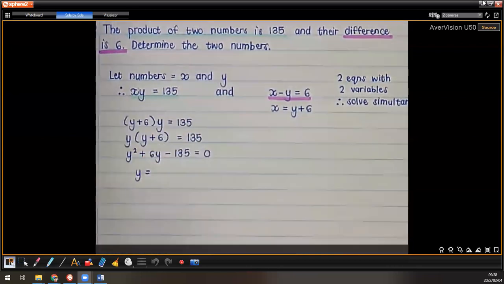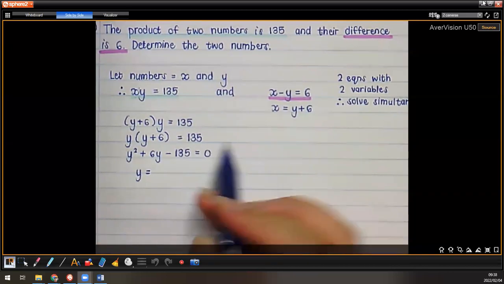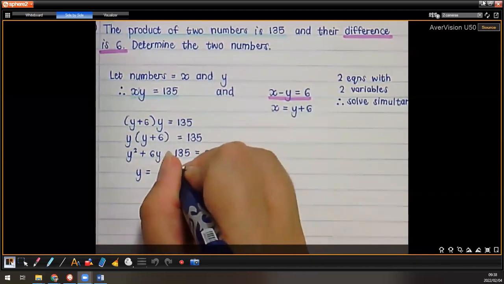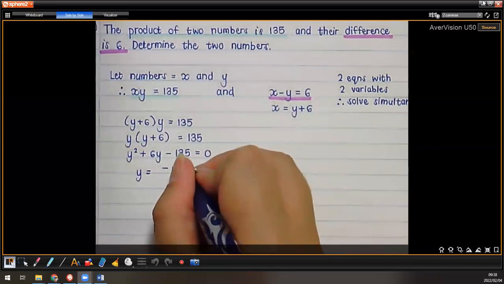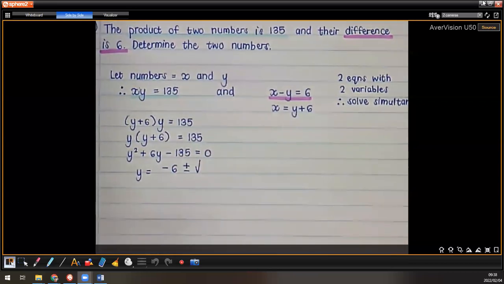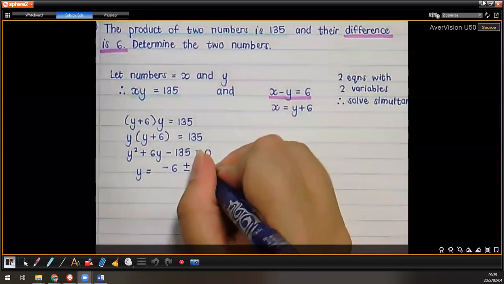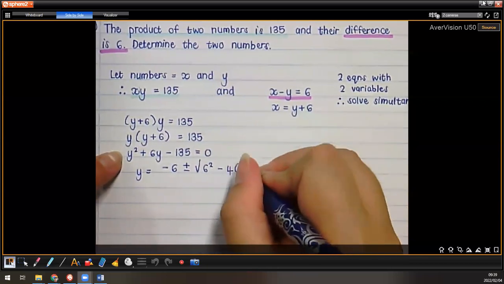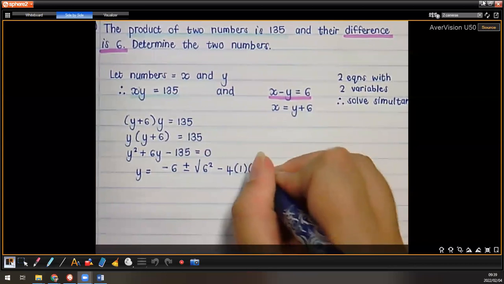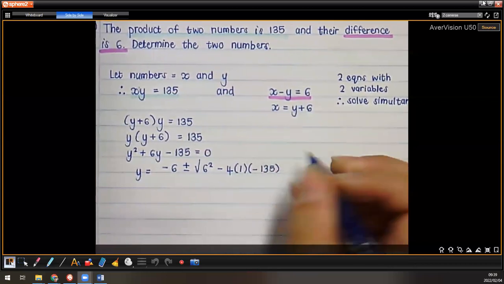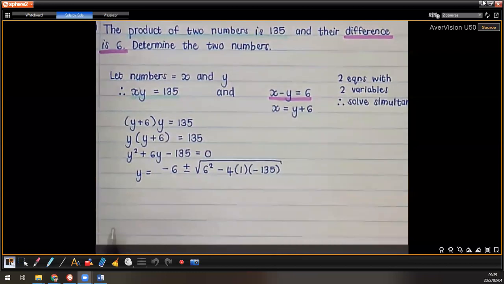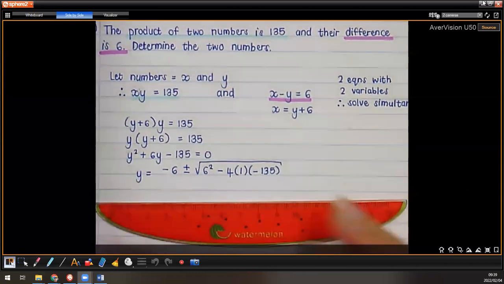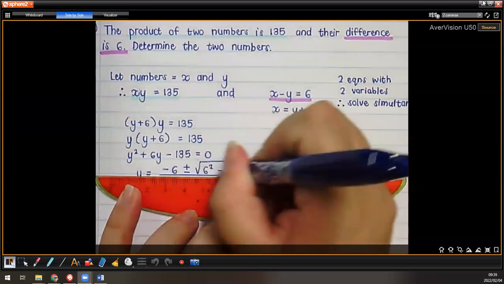We're going to say, now not x, right? We have to use the variable that is in the equation that we got. So we have to say y equals, what is my b value here? 6. So I'm going to say negative b, right? So negative 6 plus or minus the square root of b squared. So 6 squared minus 4a, which is 1, times c, which is negative 155. That's very important. And that is then all over 2a, which is 2 times 1.